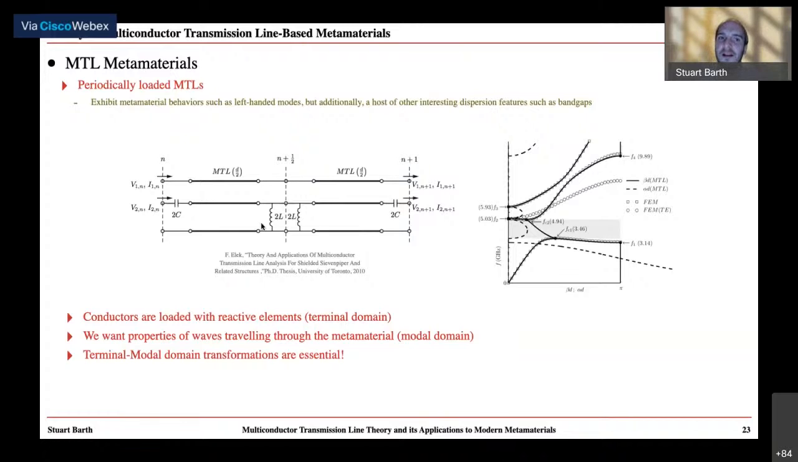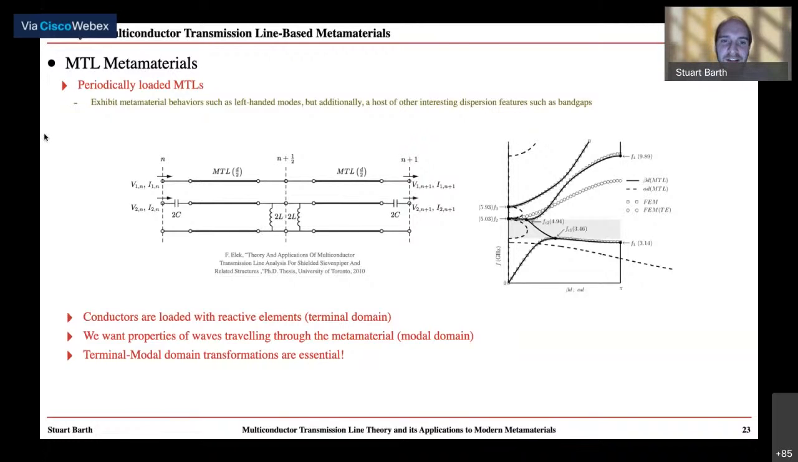Multiconductor transmission line metamaterials really extend this work. The idea is we periodically load multiconductor transmission lines, and these exhibit material behaviors such as left-handed modes, but additionally, they have a host of other interesting dispersion features, such as band gaps.